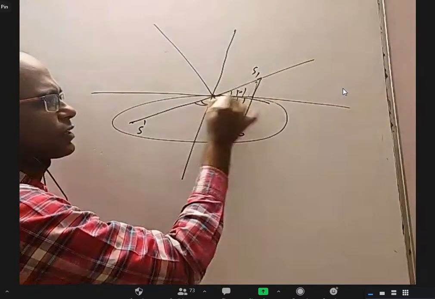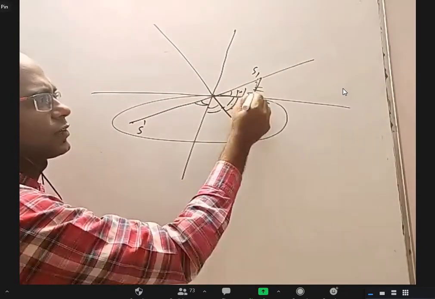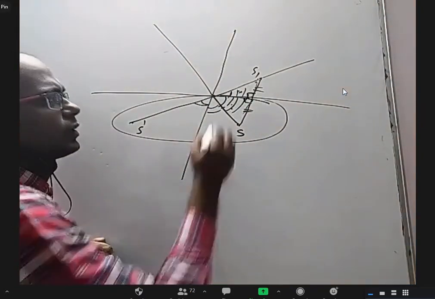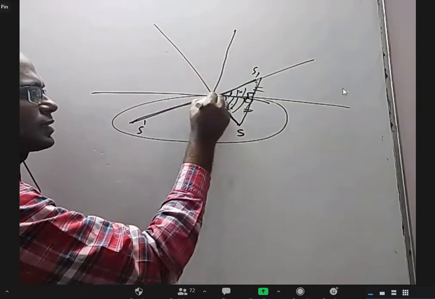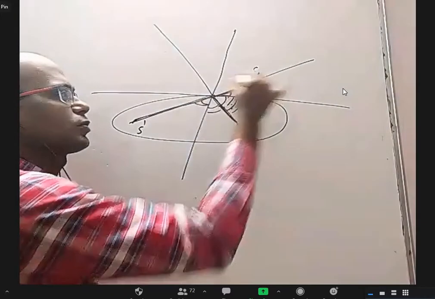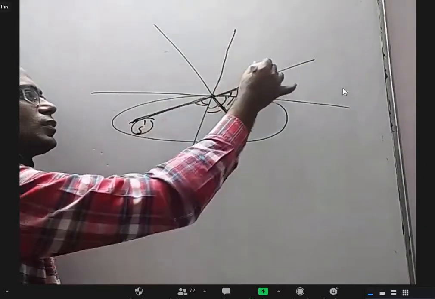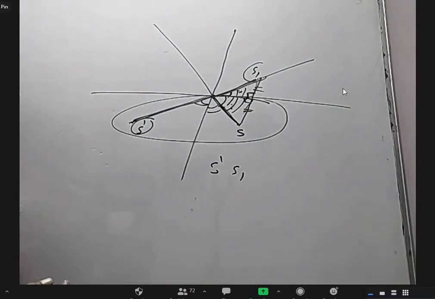This triangle and this triangle are congruent. This is 90, this is 90. They're images of each other. This length and this length are equal. This is 90, this is 90. We already know these two angles are equal, right? So this length and this length should be the same. But this plus this is how much? 2A. Can I say this plus this is 2A now? So the distance between S dash and S1, wherever it is, is always 2A.